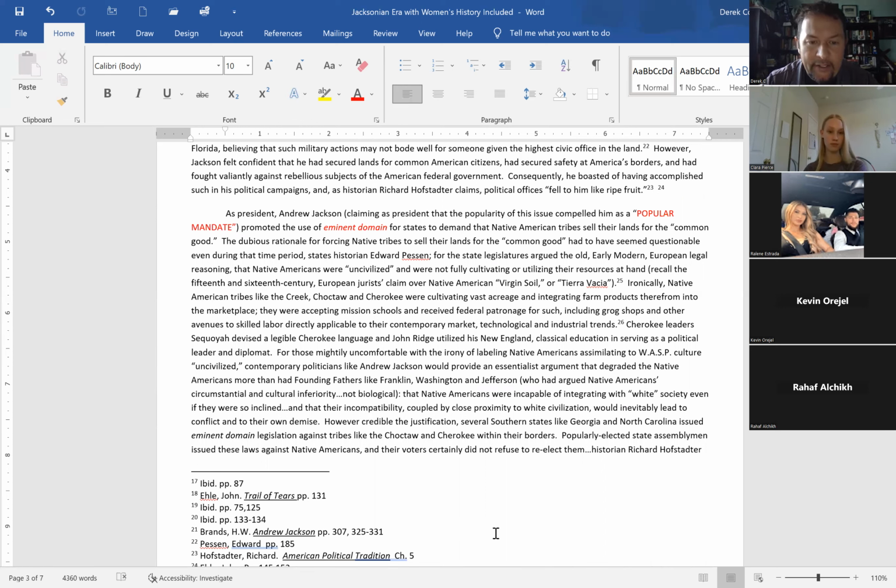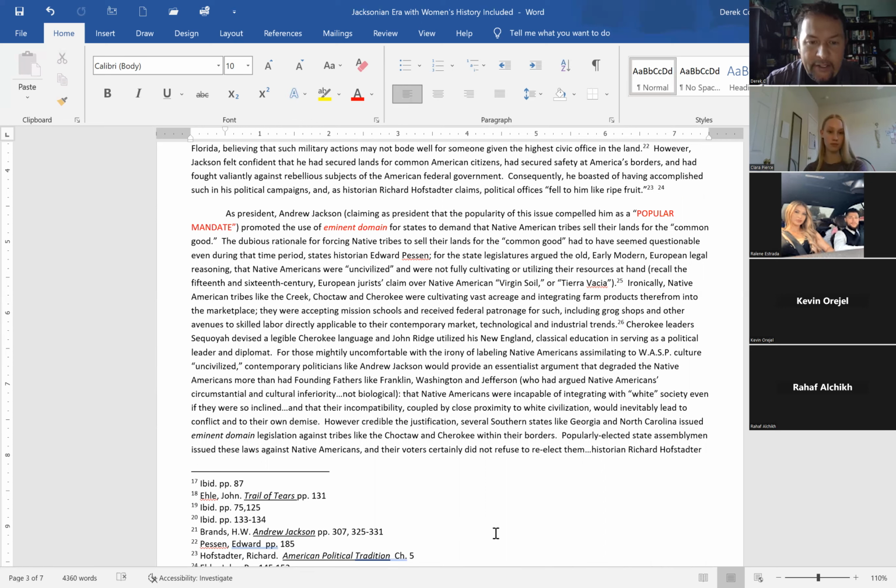So therefore, like at New Echota for the Cherokee, the federal treaty that gives them that land prevails. And therefore, the state eminent domain law trying to force them to sell that land is null and void, is unconstitutional. So hence they could stay where they are because the federal government said they could rather than the states.